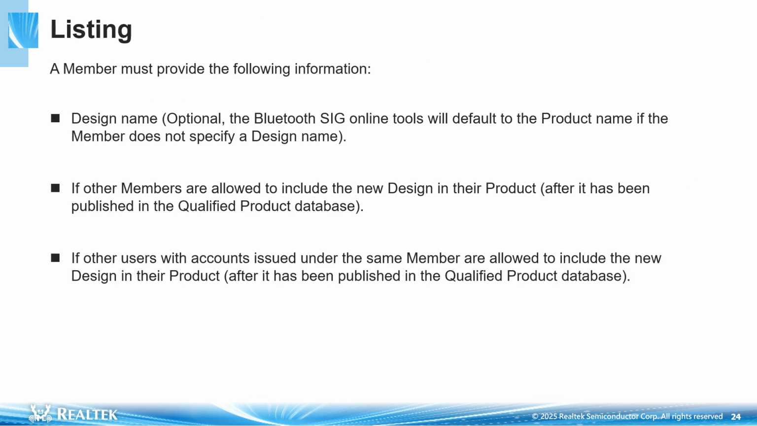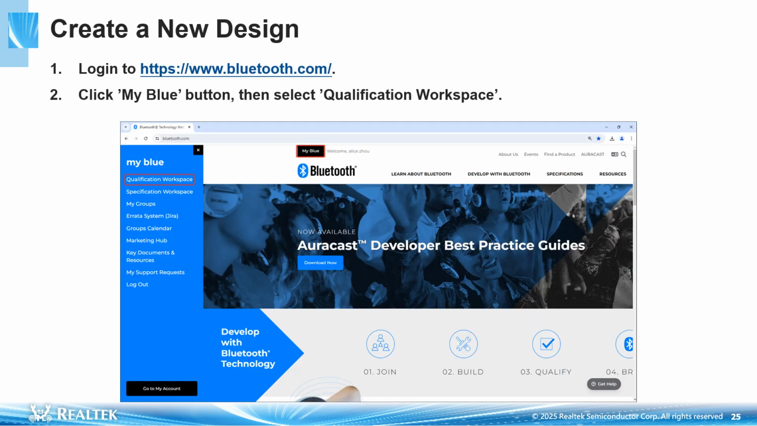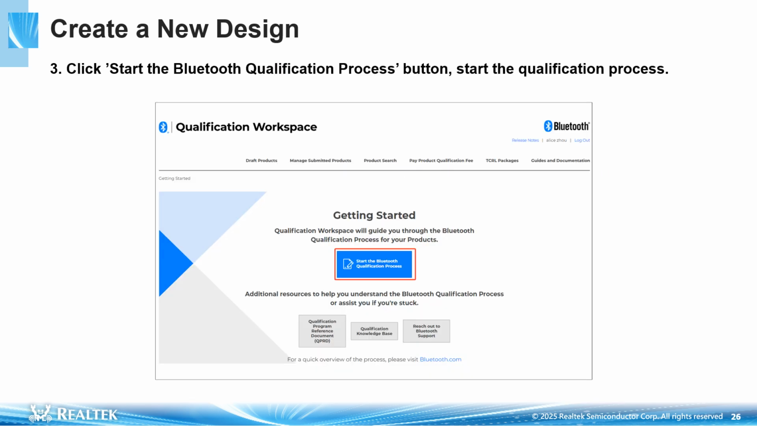Provide the information of your product, and then start the listing. 1. Log in to the Bluetooth website. 2. Open Qualification Workspace. 3. Start the qualification process.